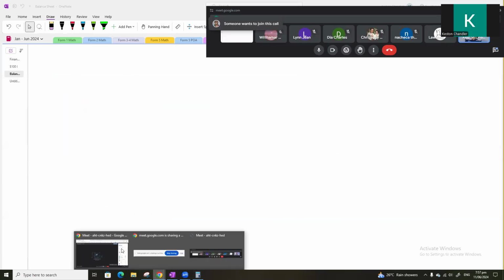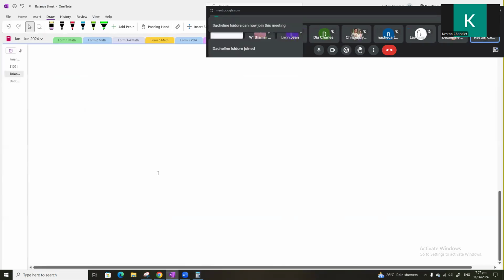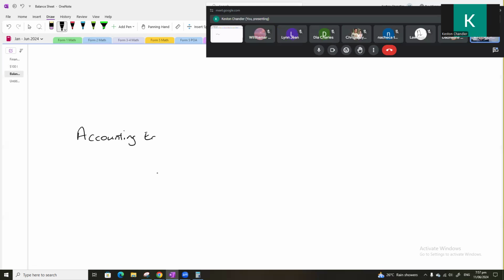A balance sheet is basically our accounting equation. Everybody remember the accounting equation? Please tell me what the accounting equation is. Anybody? Anybody remembers the accounting equation?